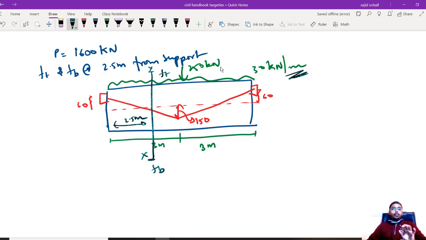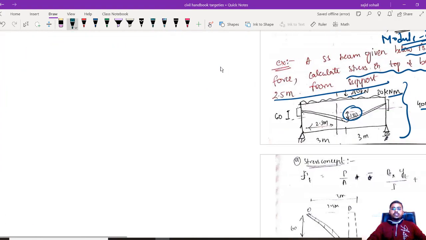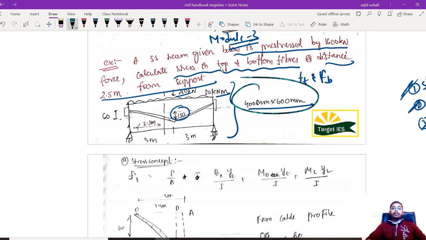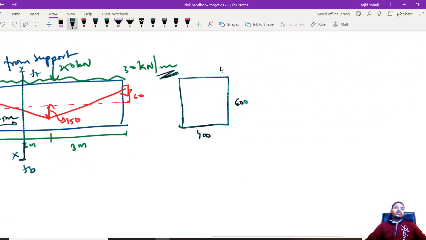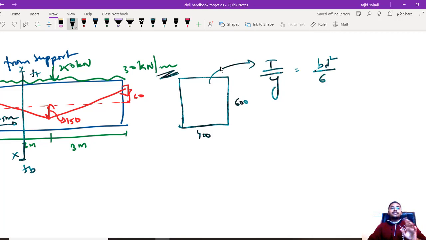I hope you know how to calculate the moment, right? And one more thing, we'll also calculate our I by Y values. This was given 400 and this was given 600, so the cross section was clearly given 400 into 600 mm. So this is my cross section. What will be my I by Y value? I by Y value, or Z value, is BD square by 6 for a rectangle. So we will do the same: 400 into 600 square by 6. Just solve it in your calculator and see what is your answer. Tell me, what answer are you getting?